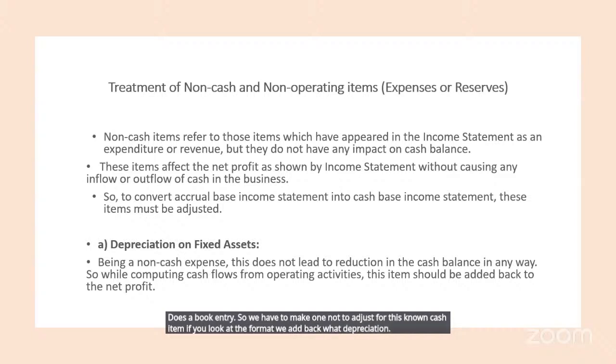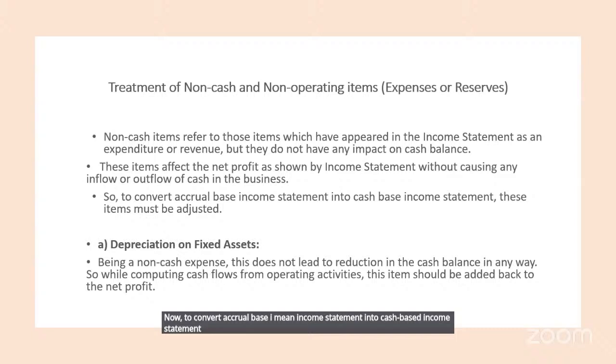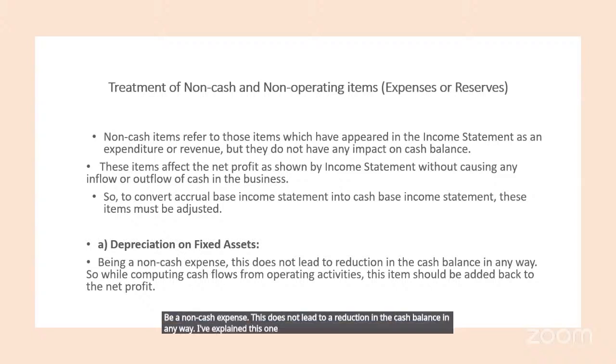Now, to convert an accrual-based income statement into a cash-based income statement, this item must be what? Adjusted. Let's look at it. Depreciation on fixed asset. Being a non-cash expense, this does not lead to a reduction in the cash balance in any way. I've explained this one. So while computing cash flow from operating activities, this item should be what? Added back to the net profit. You add it back to the net profit.